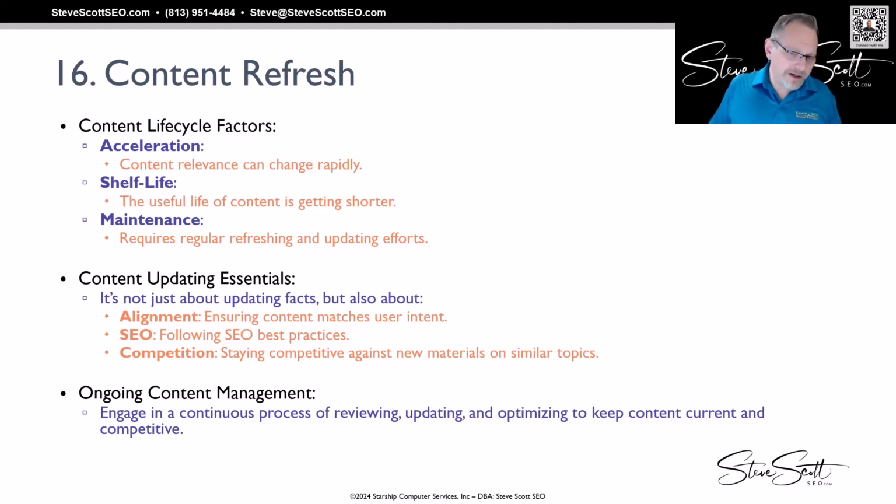There are some content updating essentials, not just about updating the facts, but also about updating your alignment, which is ensuring that your content matches the user intent, right? Remember, back in the day, all we had to do was have the keyword phrase on the page and do some other neat stuff and you could get ranked. Nowadays, it's about user intent. What does the user want? What are they looking for? What drove them to search? What's their need? What's their pain? What's their reason for searching?